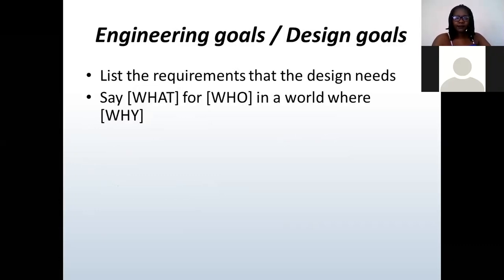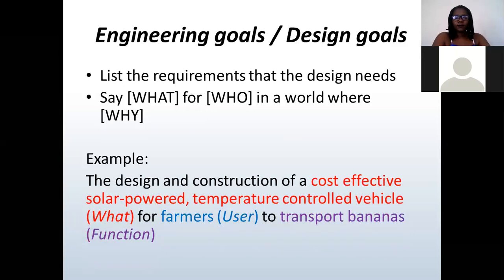So when we look at the next one, which is your engineering goal, it is important that the requirements for the design needs, you list them. So again, the same as on the previous slide, just differently. Say what, for who, in a world where, and that is my why. As an example, the design construction of a cost-effective solar-powered temperature-controlled vehicle, that is what I'm going to build, for farmers, which is my users, to transport bananas, which is my function, my why. So simple, but clear with regard to the what, the who, and the why that we need to look at.